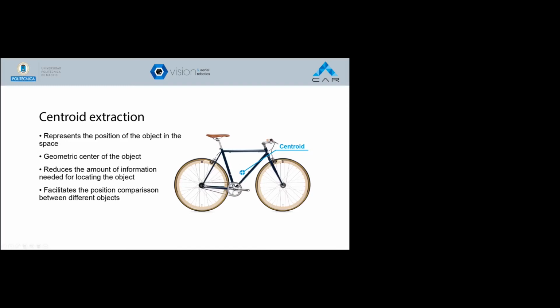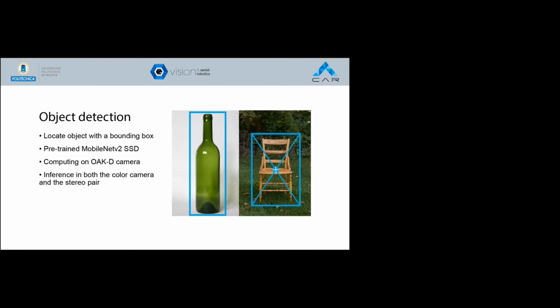So just keep in mind that these kinds of objects with gaps in the middle are a little bit more complicated to estimate. The first step in acquiring the spatial coordinates of the centroid is to locate the target object or objects that are captured by the cameras. So we used a pre-trained MobileNet single shot detector.